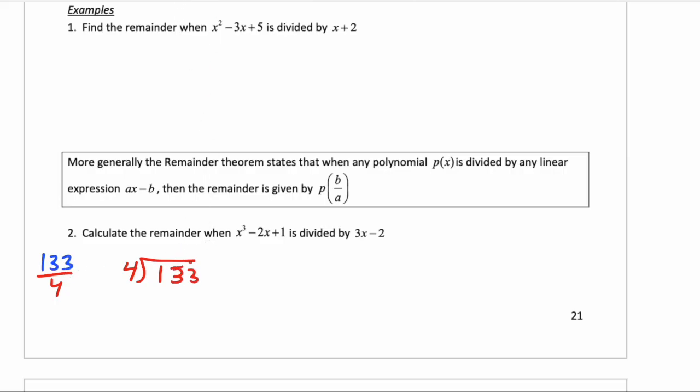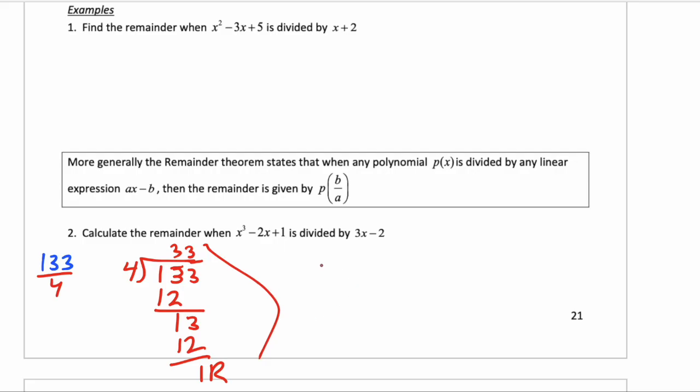So 133, then we go like 4 goes into 13 3 times. 3 times 4 is 12. And then we carry down the 3. We got 13 again. So 4 goes into 13 3 times, and then 3 times 4 is 12. And then we get this remainder, one remainder. We're going to do the same thing with polynomials in a second, right?